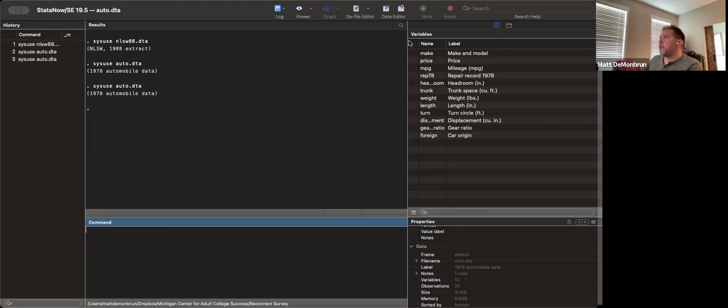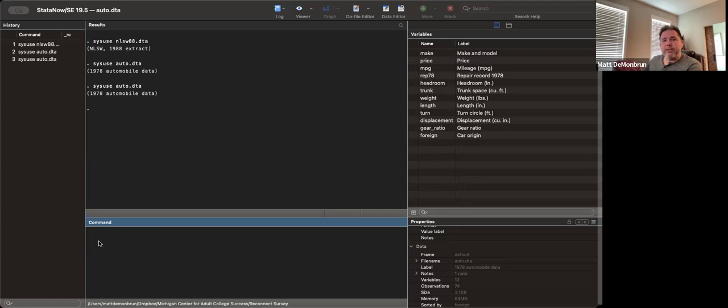Now, those who are familiar with Stata will see this is our results window. This is where all of our output will be. Here's our command interface. Depending on how you set up your Stata, sometimes it's over here. My history is over here on the left-hand side. And then we have a number of variables. Based on these variables, we've got a make and model, a price, mileage, et cetera, all of this information about the cars.